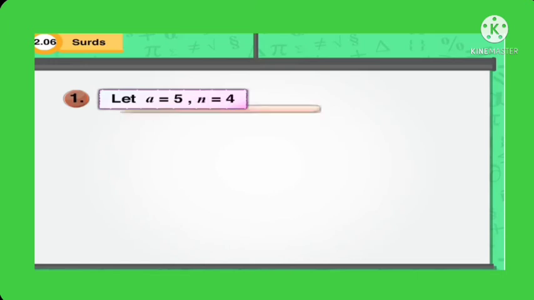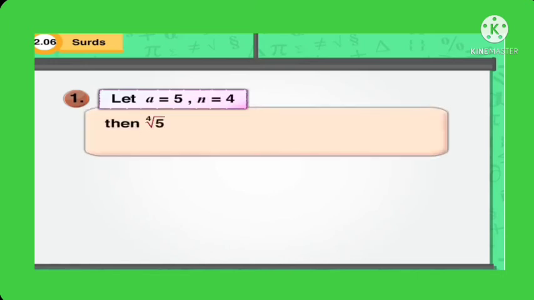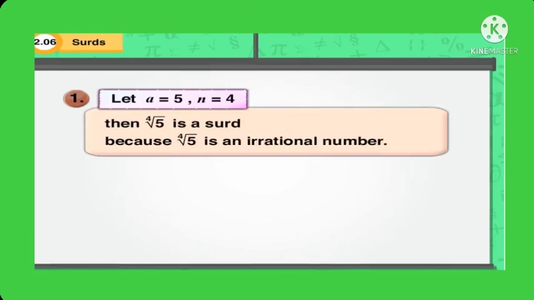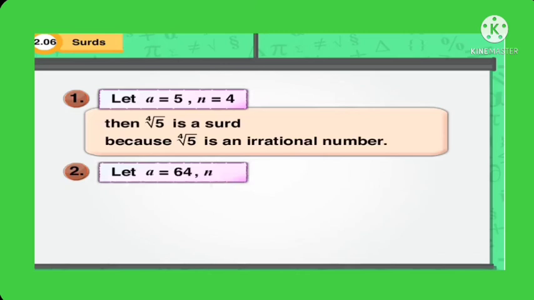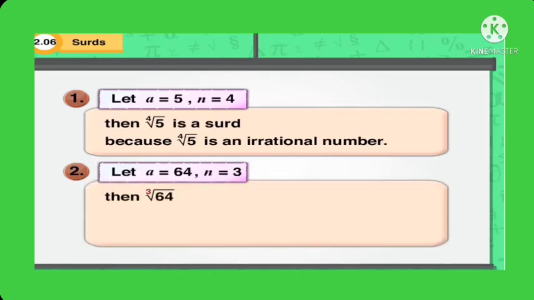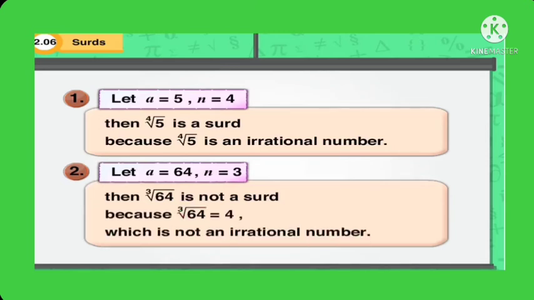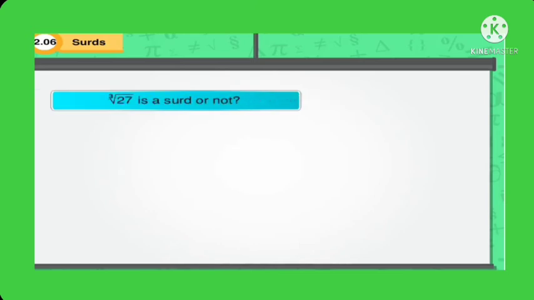Now students, let's take some more examples of surds. How can we identify? Let a is equal to 5, n is equal to 4. Then fourth root of 5 is a surd because fourth root of 5 is an irrational number. Second, let a is equal to 64 and n is equal to 3. Then cube root of 64 is not a surd because cube root of 64 is equal to 4, which is not an irrational number.